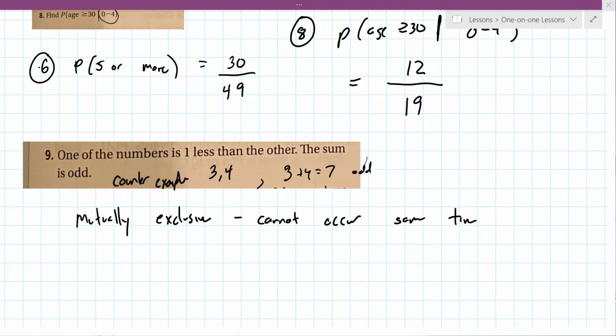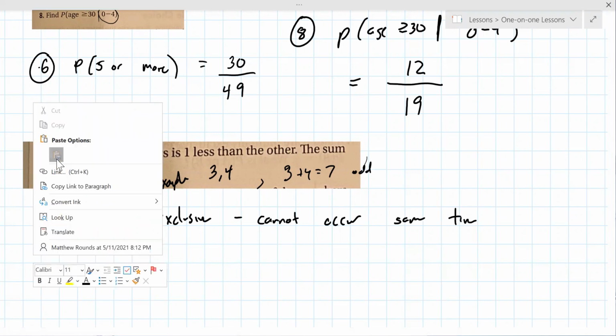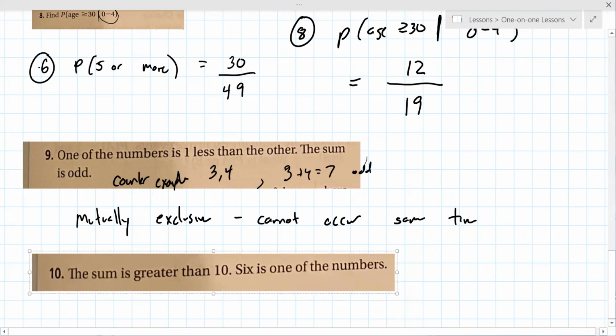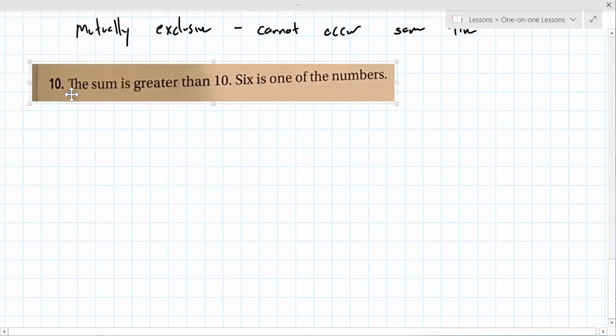Okay, so let's look at 10. These are sort of strange. I don't think you'll get this on a test. I think they would use different examples. Sometimes they actually ask you to come up with something that's mutually exclusive.